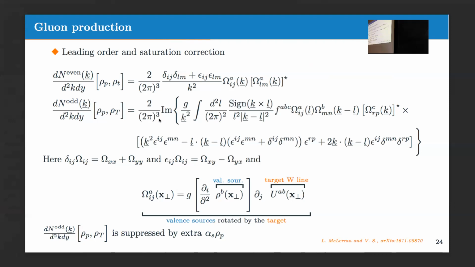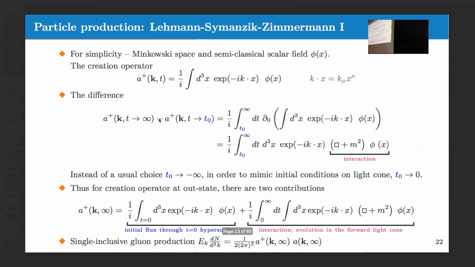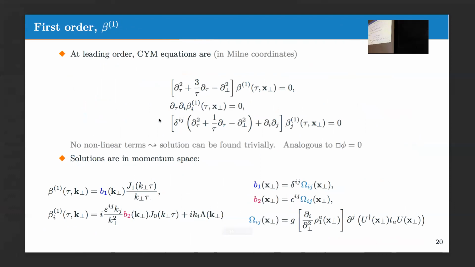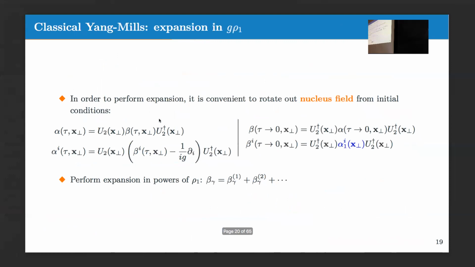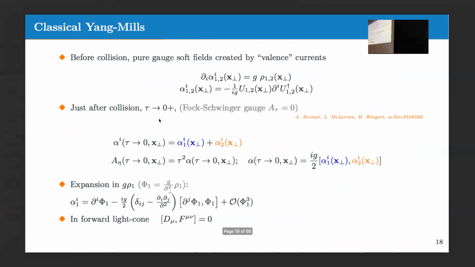I would like to see a little bit more of the details. There's two kinds of things. You start with the initial condition, and then you expand to next-to-leading order in the dilute regime. Are you including the non-linear terms? Do you just expand the initial condition, or do you also take non-linear terms in the equation of motion? Okay, I will come back to this a little bit.